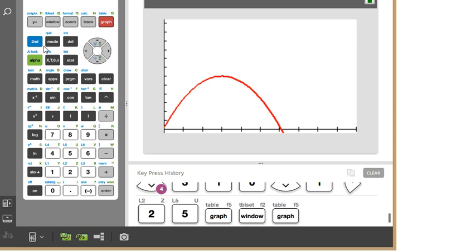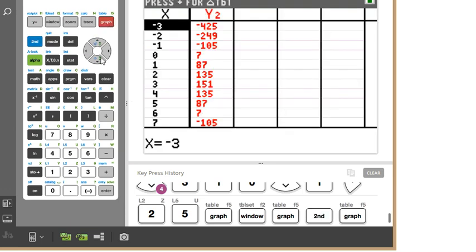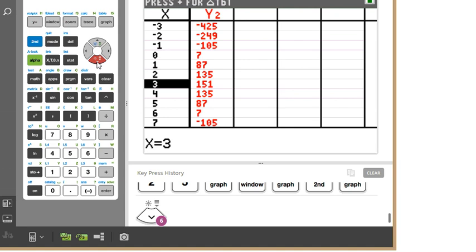You could go to your table view like this and see where that is, but you'd have to go all the way. Well, it looks like we see one right here. It looks like we have symmetry, so that looks pretty good. So time 3 seconds, maximum height 151 feet.